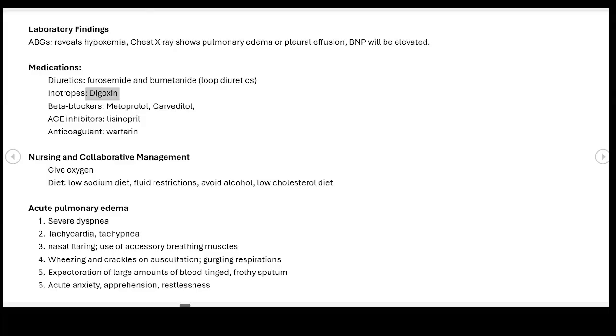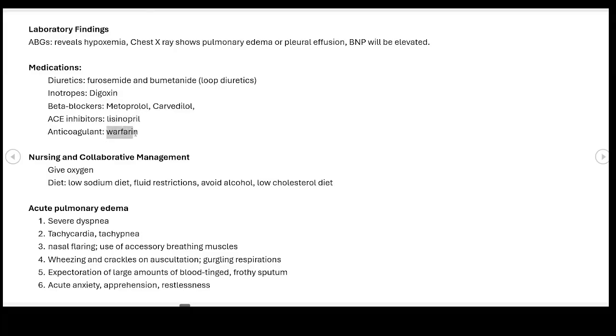Digoxin, I made mention that you have to make sure that you get the person's heart rate for 1 full minute before you give it. If it's less than 60, notify the provider before you even attempt to give it. Beta blockers, metoprolol is going to reduce or control the heart rate. Labetalol, and then also we have lisinopril to control the blood pressure, and then anticoagulant.